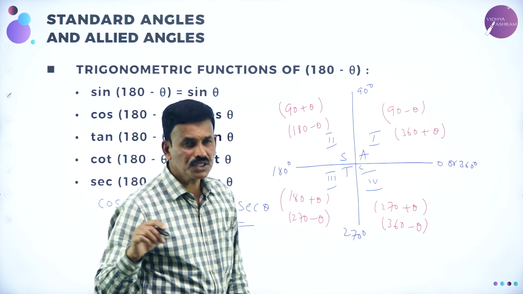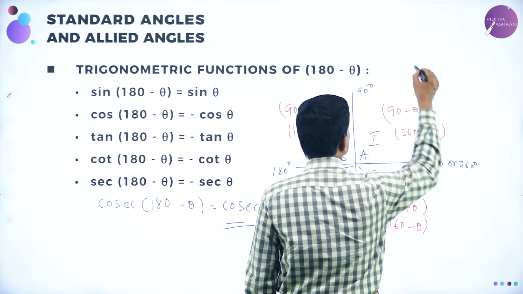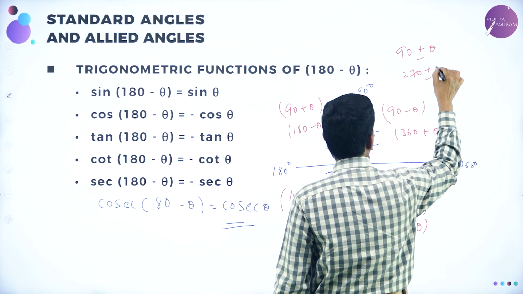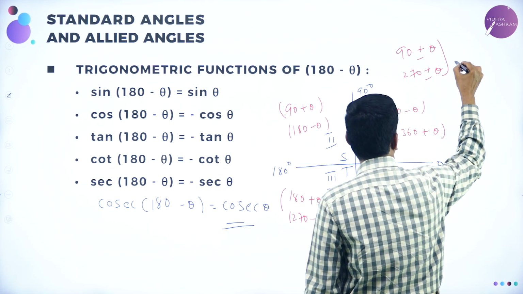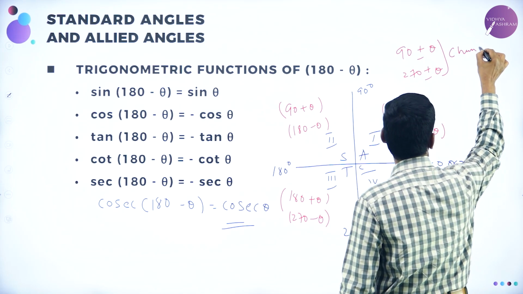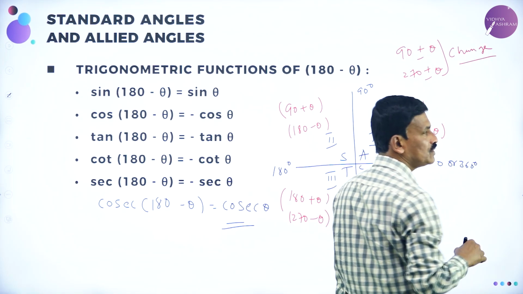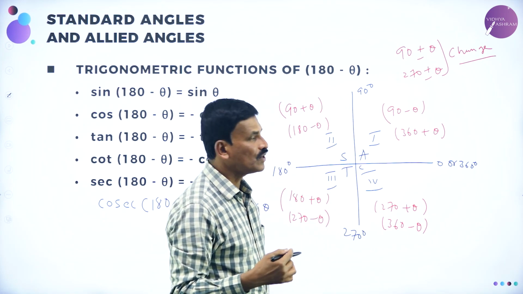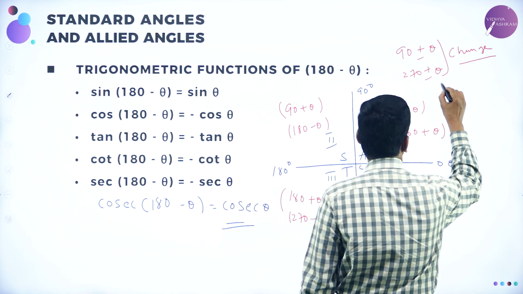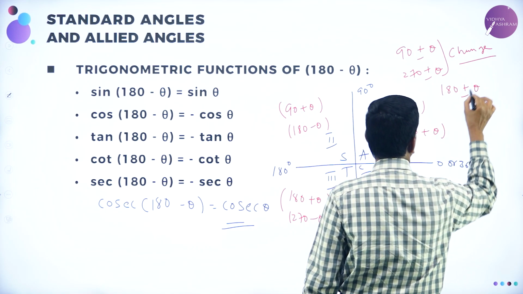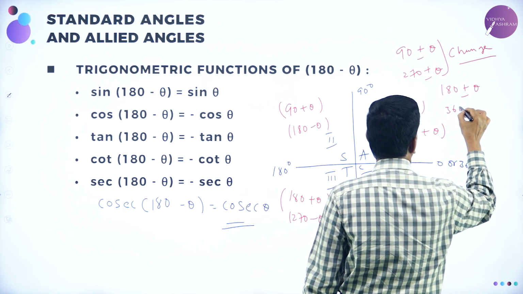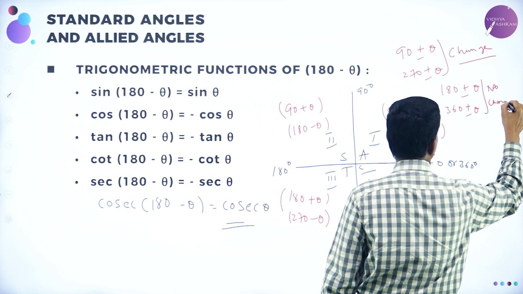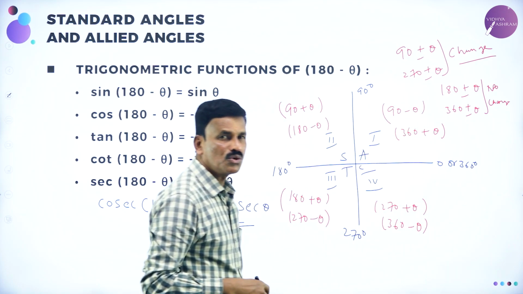Now, there is one important rule: for 90 plus or minus theta and 270 plus or minus theta, there is a change. Change means sin is converted to cos, as we have seen in the first concept. For the remaining ones, like 180 plus or minus theta and 360 plus or minus theta, there is no change. There is no complementary rule.